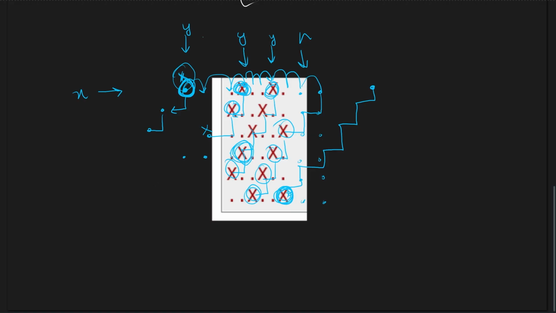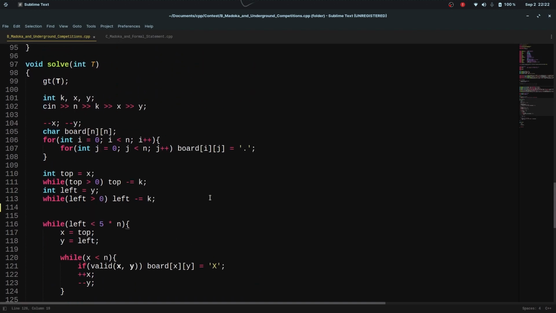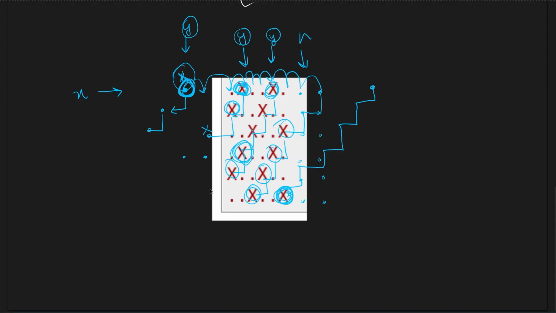So again, first of all, y is here, then here, so it is incrementing by k every time, right? After I have completed this loop, I just print the board. So this is how the second question can be solved, right?